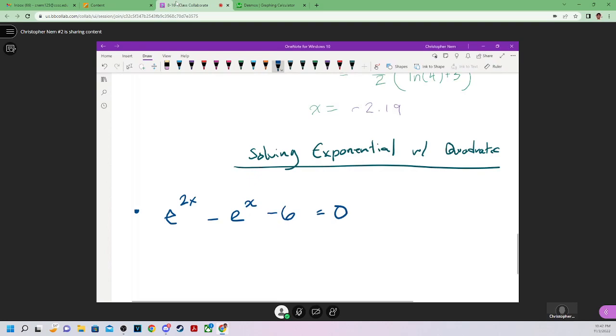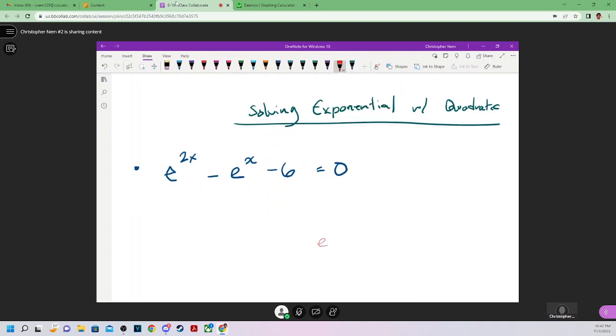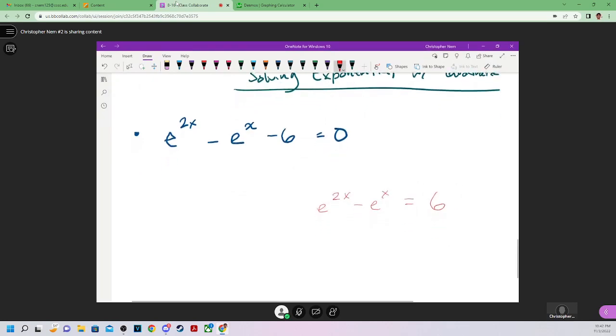You don't have to write this down, but you might think that you could do e to the 2x minus e to the x equals 6. You might think you can do that, and you have a good mindset. The problem is there are two terms here that are both exponential functions. I can't combine them because they're not like terms either.